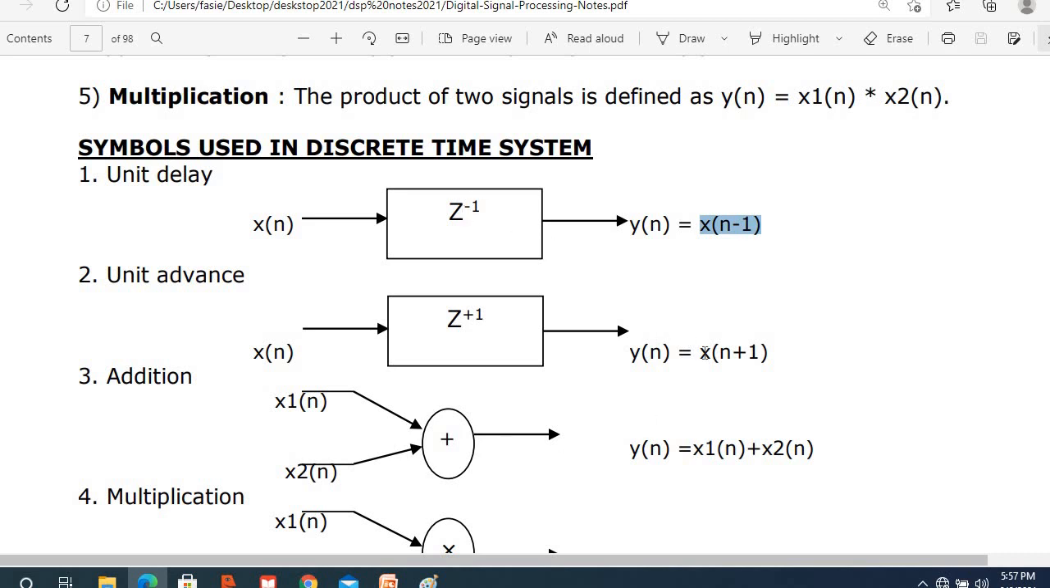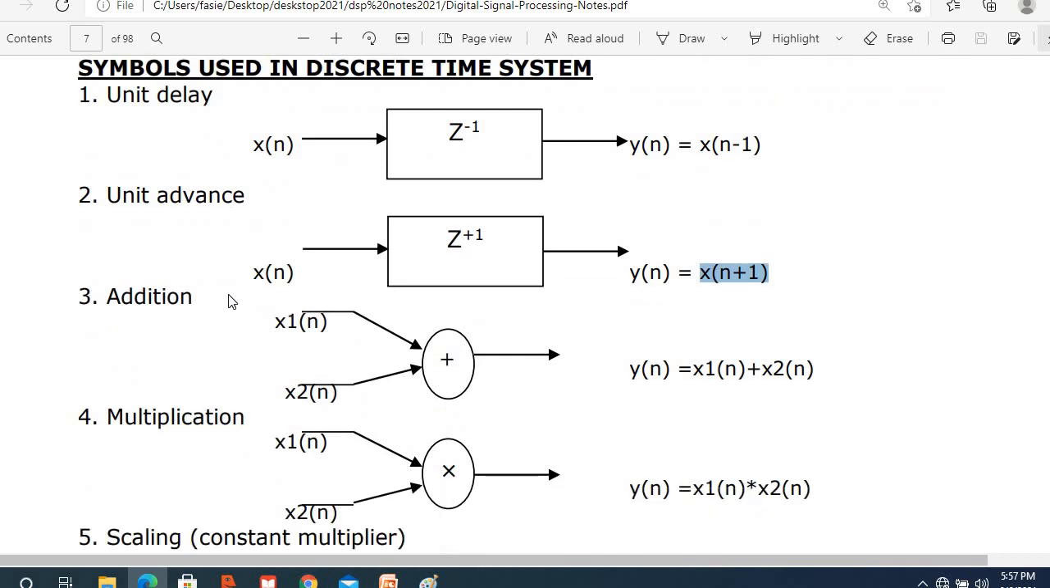If it is +1 over here, if you are putting the advance of it. So the advance means we are doing the addition, we are putting that into the right hand side. For that particular system, we can put z power +1. This is called unit delay, and this is called unit advance.